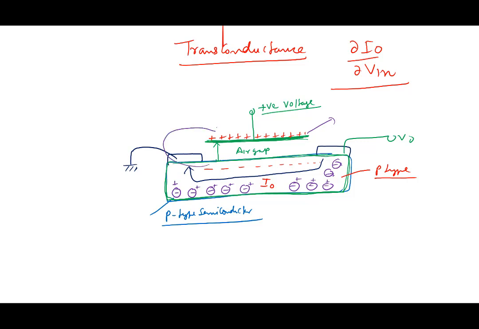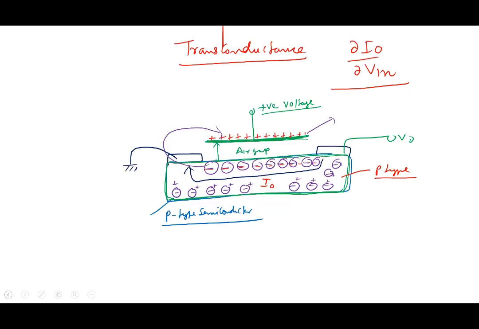The holes go from there and come here. And what do you end up leaving? You end up leaving negative acceptor ions. The holes have gone from there and are sitting on the top plate. You remove the holes from your P-type semiconductor because you require negative charge there, and you put the positive charge on the plate.